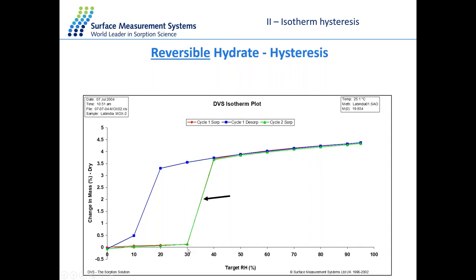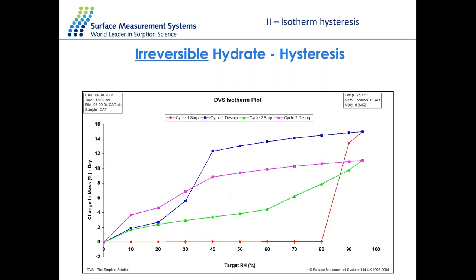So in the absorption cycle, my critical value is at 30%, the desorption cycle is around 20%. So what we are looking at here is a stoichiometric reversible hydrate. And that's my exact transformation step during the formation of the hydrate itself.